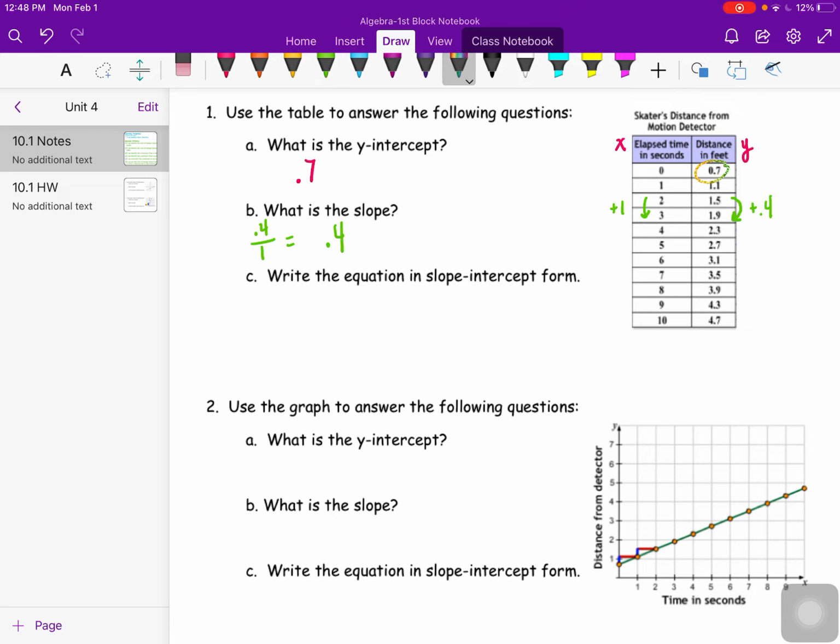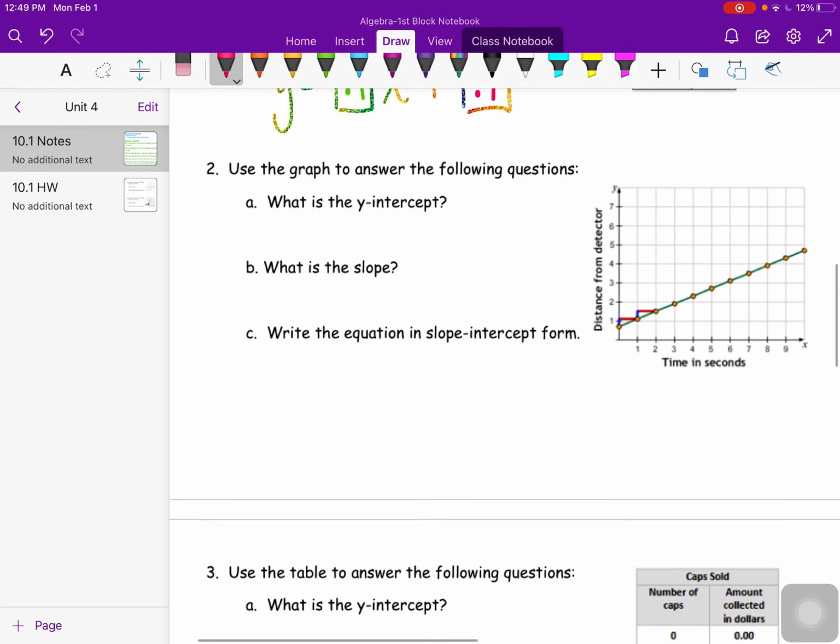Then we're being asked to write that rule. Remember, we like to start with our skeleton equation. I'm starting with my skeleton, and then I'm going to input my slope into the first box. Oop, careful, because I just made a mistake. We're going to put our slope into the first box, which is 0.4, and we're going to put our y-intercept into the second box, which is 0.7. Okay, and we're done.